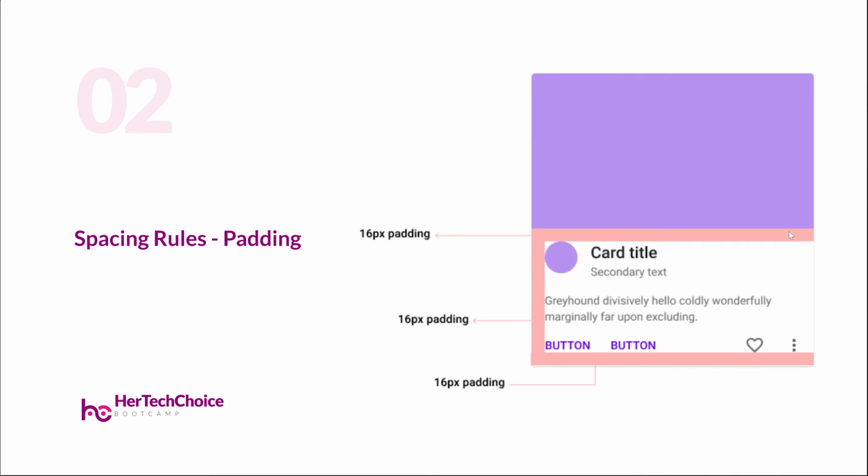And here is an example, still using the 8-point grid. This is an example of padding where the padding is 16 points or 16 pixels. This is a padding around a card where the content of the whole element is padded by 16 pixels.